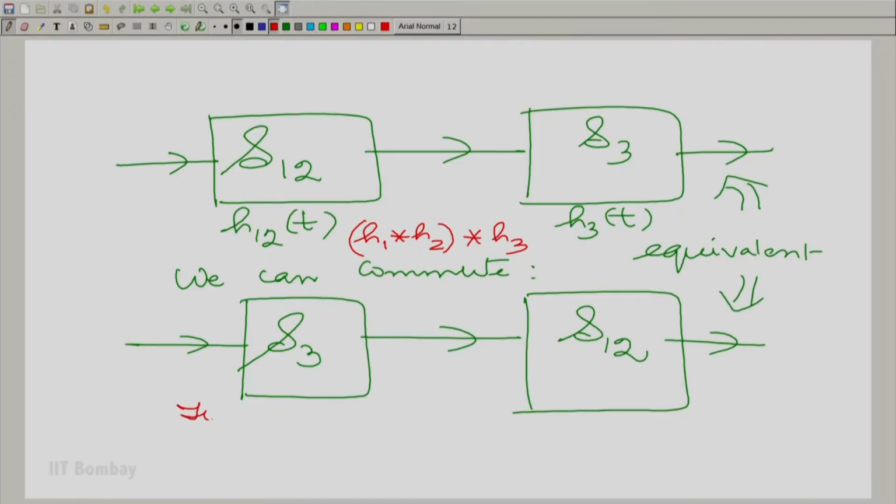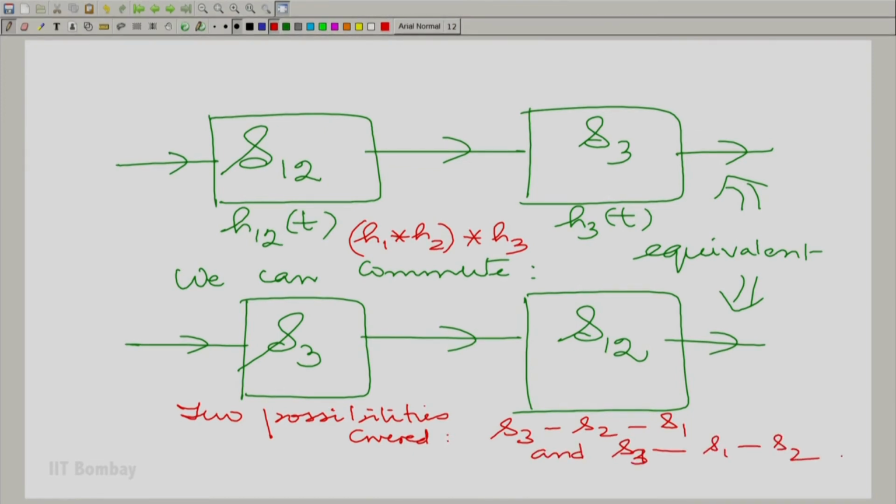Based on that we have three possibilities, either S1 or S2 or S3. If S3 comes first, then there are only two possibilities, S2 follows and then finally S1, or S1 follows and finally S2. Let us look at this again. Here two possibilities are covered, S3 followed by S2 followed by S1 and S3 followed by S1 followed by S2. Both of these are covered. Now, what are the possibilities that are covered here?